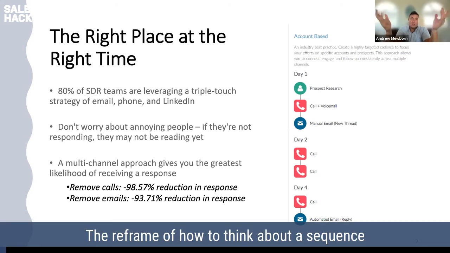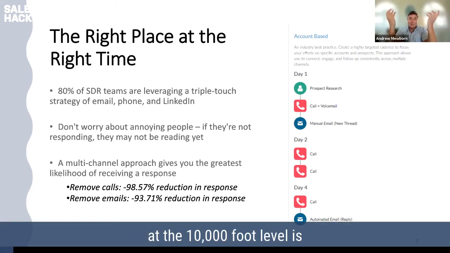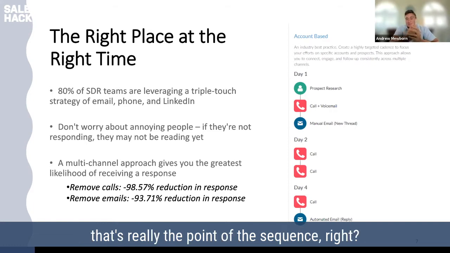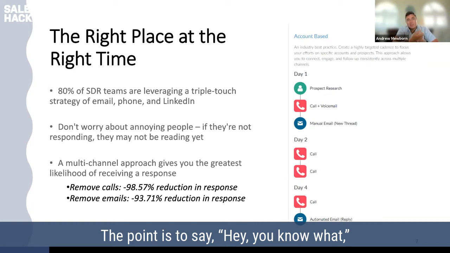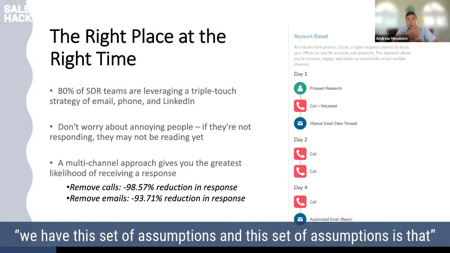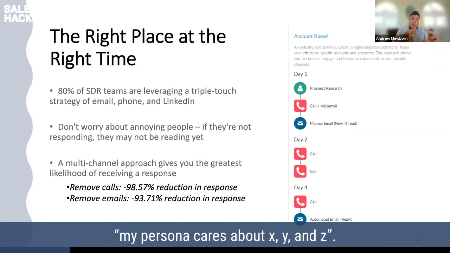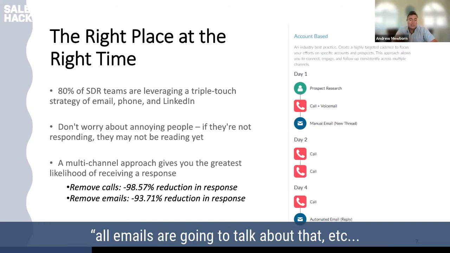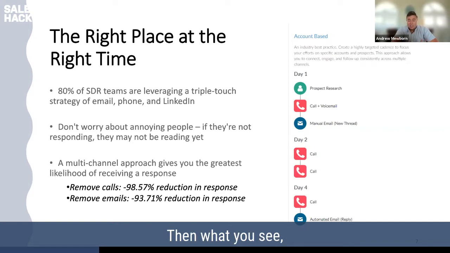The reframe of how to think about a sequence at the 10,000 foot level is that what you're doing is making some noise and listening for signal. And that's really the point of a sequence, right? The point is to say, hey, we have this set of assumptions, and this set of assumptions is that my persona cares about X, Y, and Z. Okay, I'm going to put those into a 12-step sequence. All the emails are going to talk about that, etc.